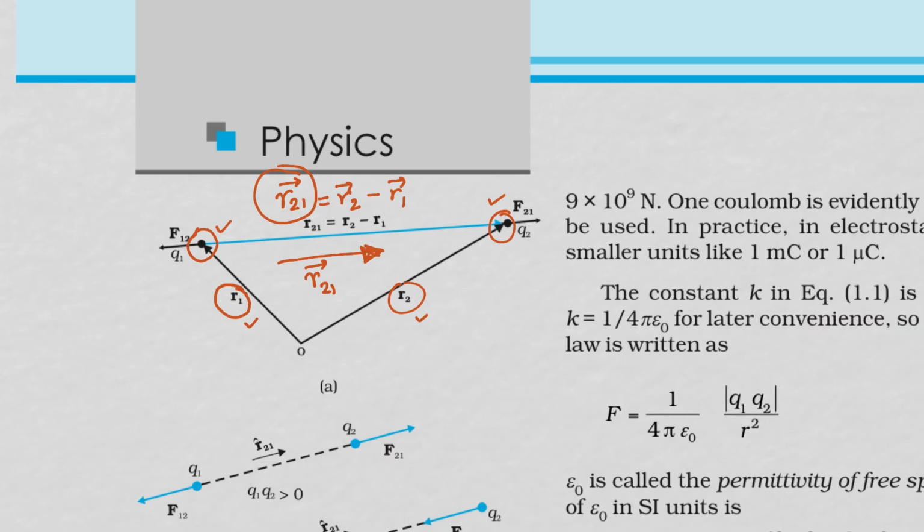In the same way, r12 is directed from Q2 to Q1, opposite of r21. r12 is opposite of r21.